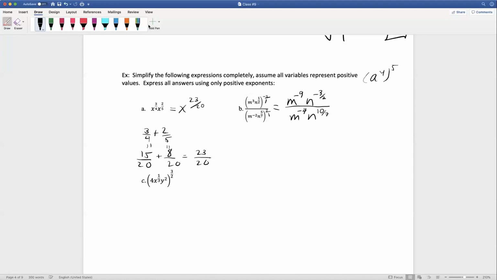Okay. Once we get to this point, anytime I have a fraction that's negative, I'm going to cross the line and change the sign. And positive fractions, we're going to leave them alone. See m to the negative 9th? That's going on down. It becomes positive. See n to the negative 3/2? That's going on down. It becomes positive.